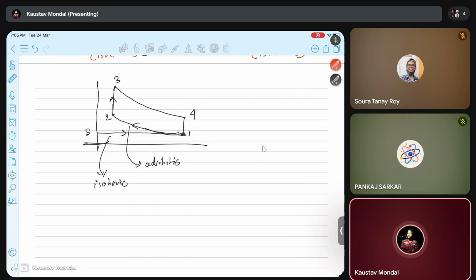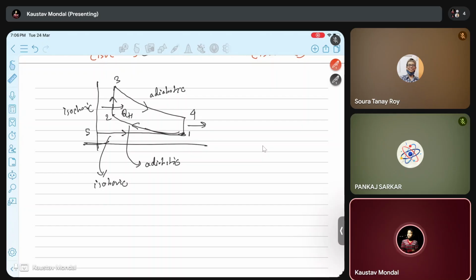During this process 2 to 3, combustion is happening. So the heat is coming inside because of the sparking. This stroke is the isochoric process. Then 3 to 4 is again adiabatic. This is the power stroke. And 4 to 1 is the exhaust, where the piston comes down.